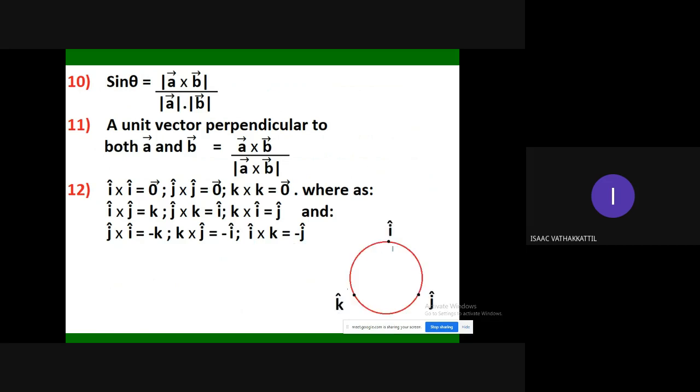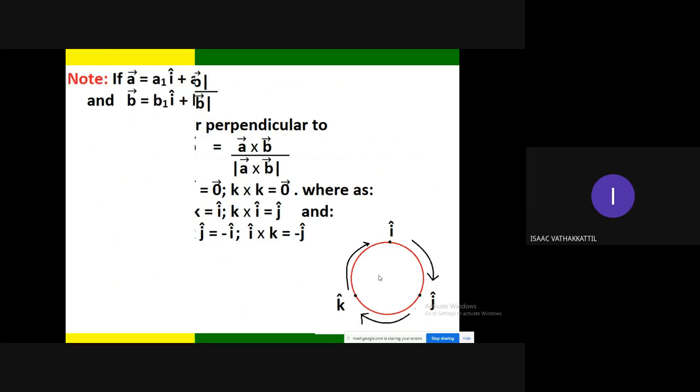You don't need to worry about it. You can remember like this: I, J, and K. I cross J is K, J cross K is I, and K cross I is J. You remember in that cycle. Whereas if we change the cycle, it becomes negative. That means I cross K will be minus J, K cross J will be minus I, J cross I will be minus K. You have to remember, it is easily remembered from the cycle.